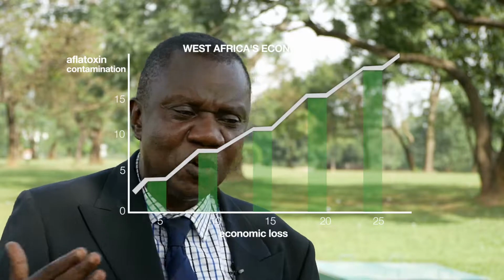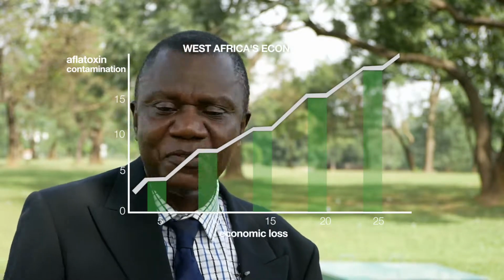So aflatoxin should be seen from a developmental perspective. It affects food security, it affects human health, it also affects trade, whether international, regional, or even national trade. It results in the loss of millions of dollars of income for West Africa and even the continent.